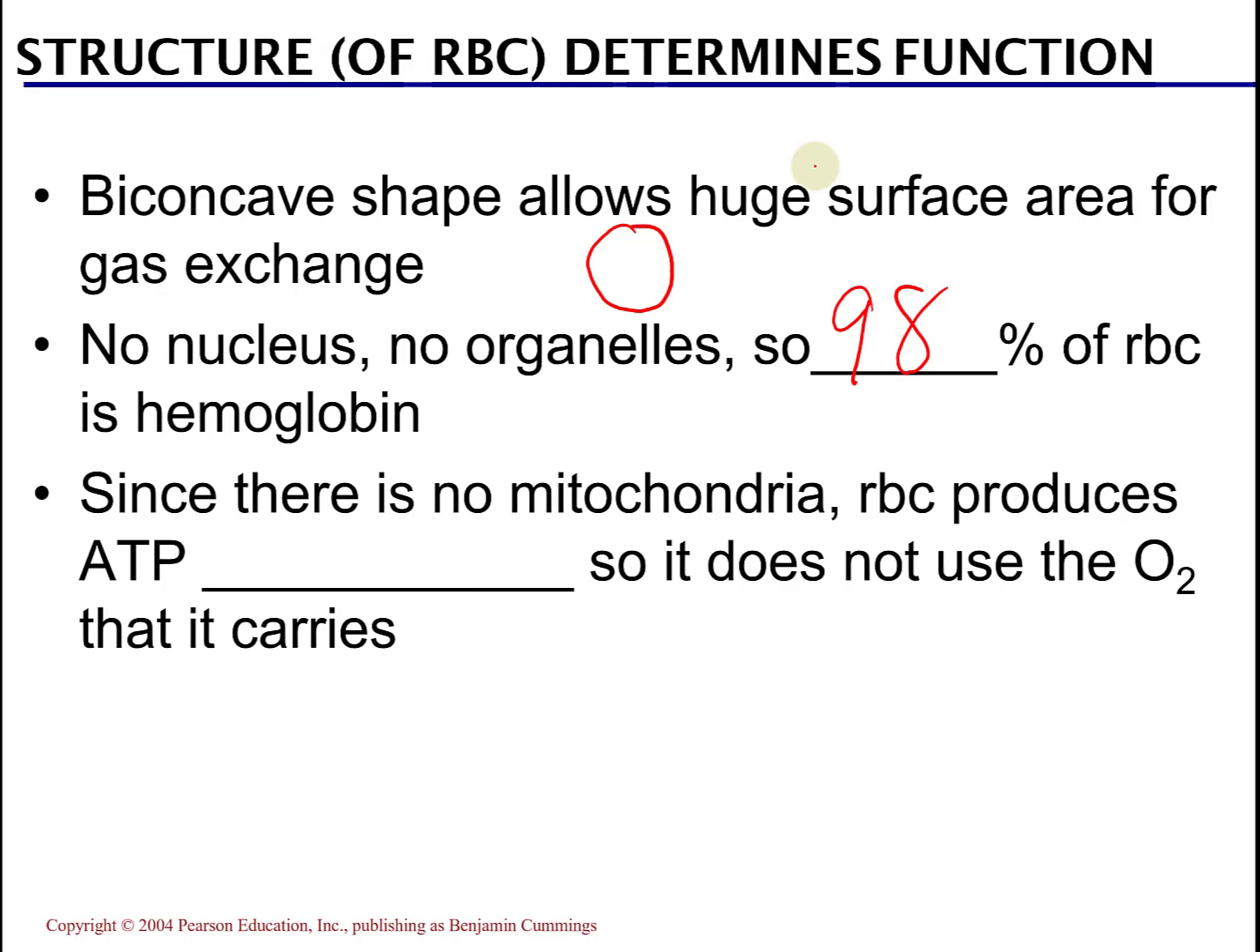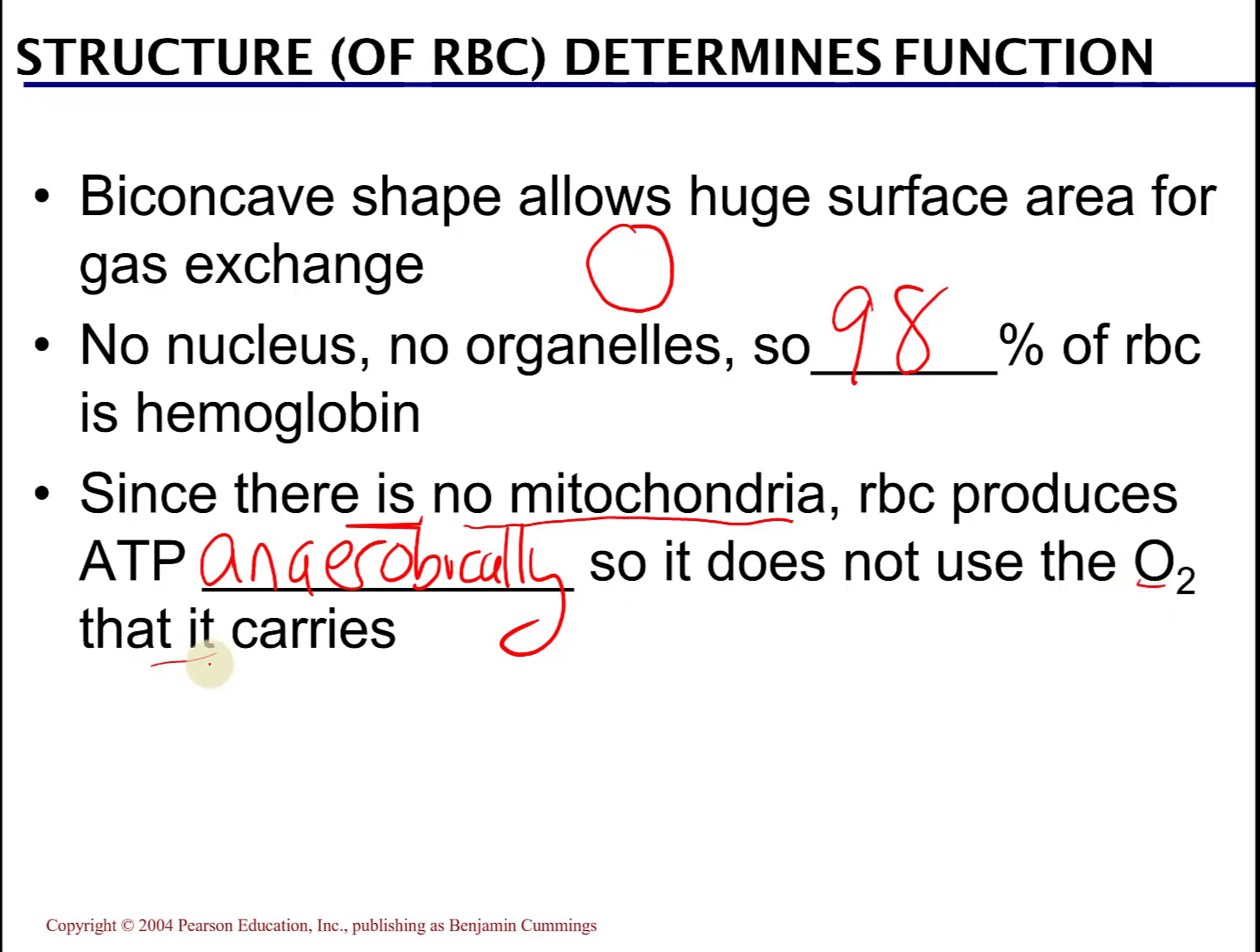However, they don't use oxygen to make it. So remember, the most efficient way to make ATP is aerobic respiration. If you were going to use aerobic respiration, you'd have to use some of the oxygen you're transporting to the tissues. But instead, if we look at a red blood cell, we would see no mitochondria, which is where aerobic respiration occurs. So red blood cells produce ATP anaerobically through anaerobic respiration, which is perfect because then they're not using their payload that they're supposed to be delivering to tissues.